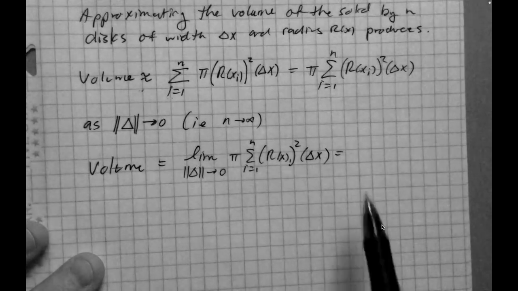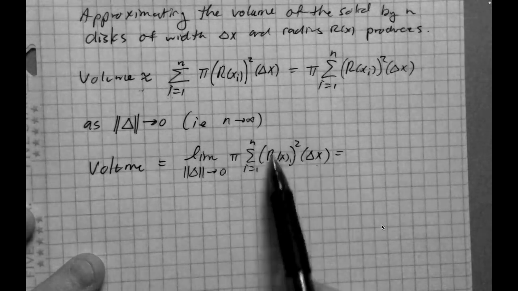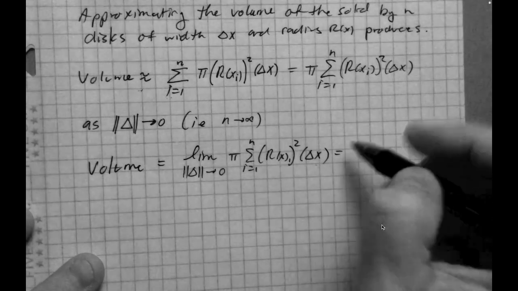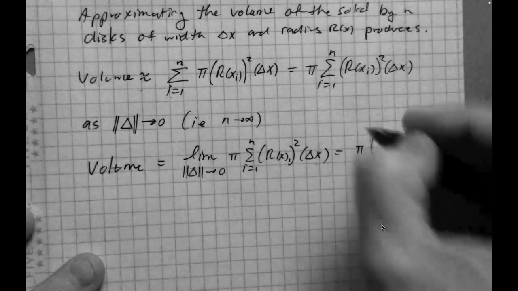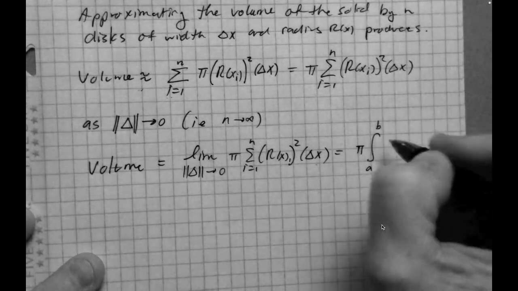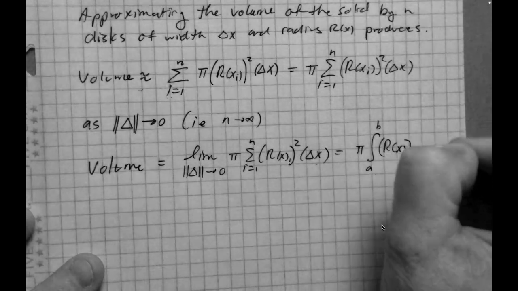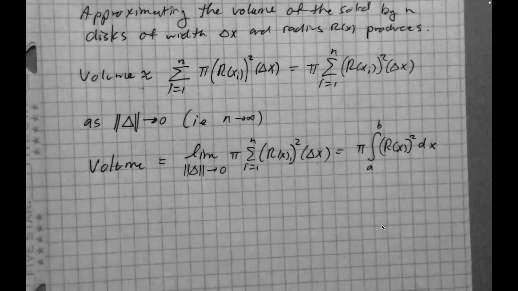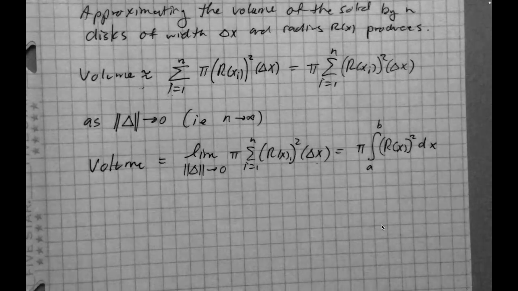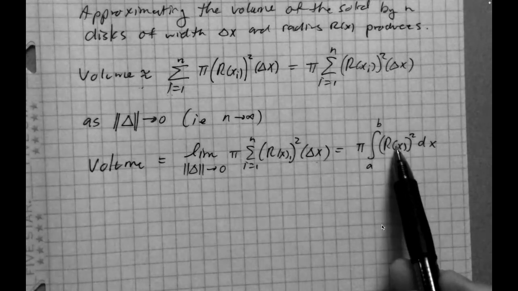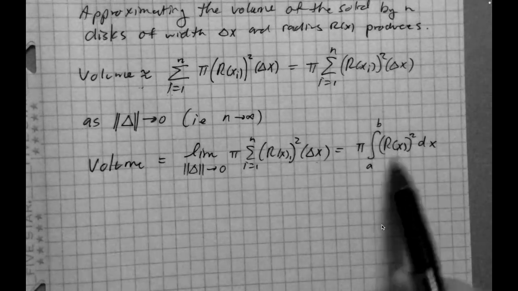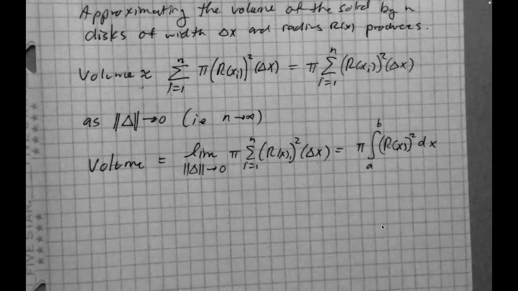And we would say that, of course, this is just a Riemann sum with a square term in here. And so this would just be equal to the integral from a to b of r of x squared dx. Okay, so basically, to find the volume, you just need to know this r function, and you square that, integrate, and then multiply everything by pi, and that gives you the volume.